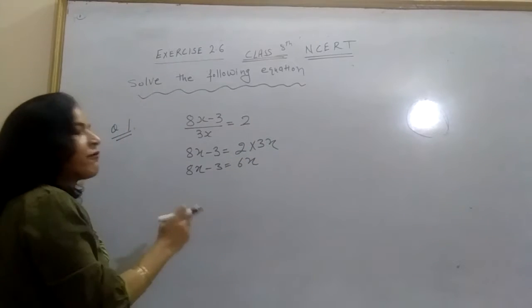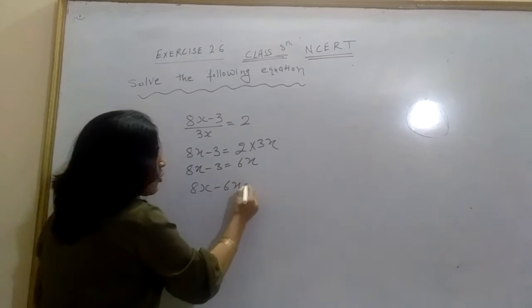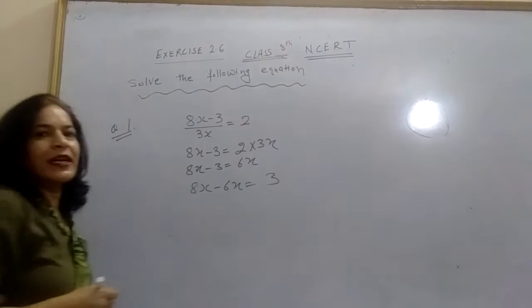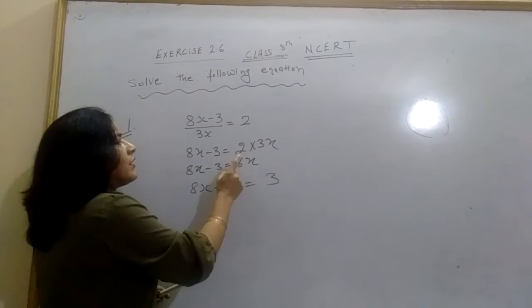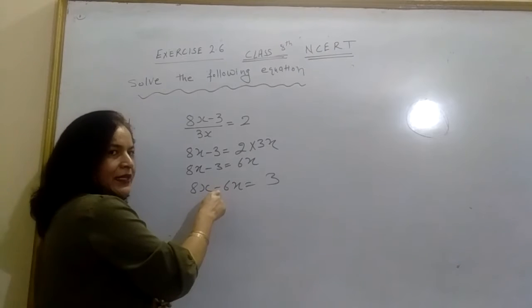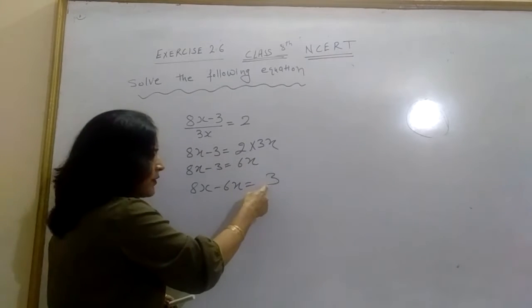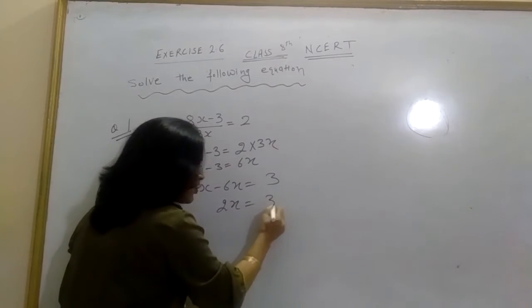Now next step, transfer the term with variable to one side and the constant term to the other side. I am again reminding you that when you transfer terms, plus sign will become minus sign and minus sign will become plus sign. 8x minus 6x is equal to 2x, that is equal to 3.